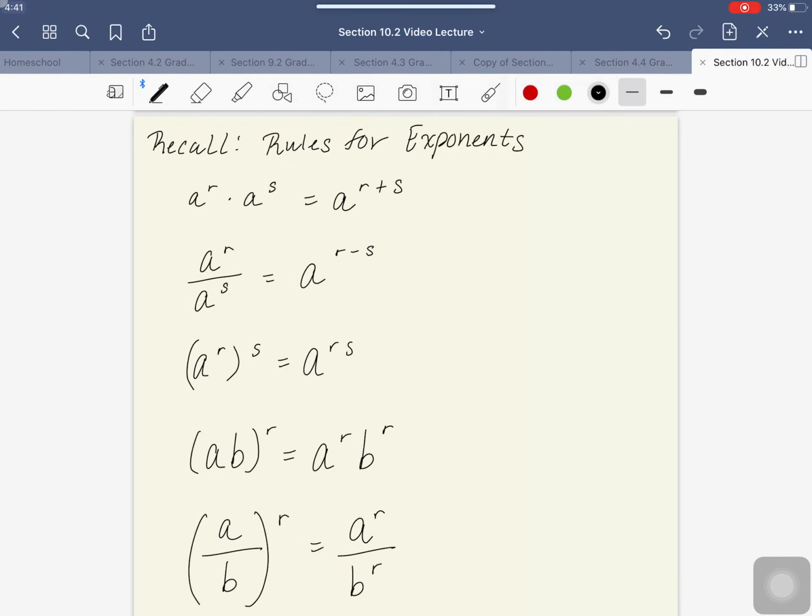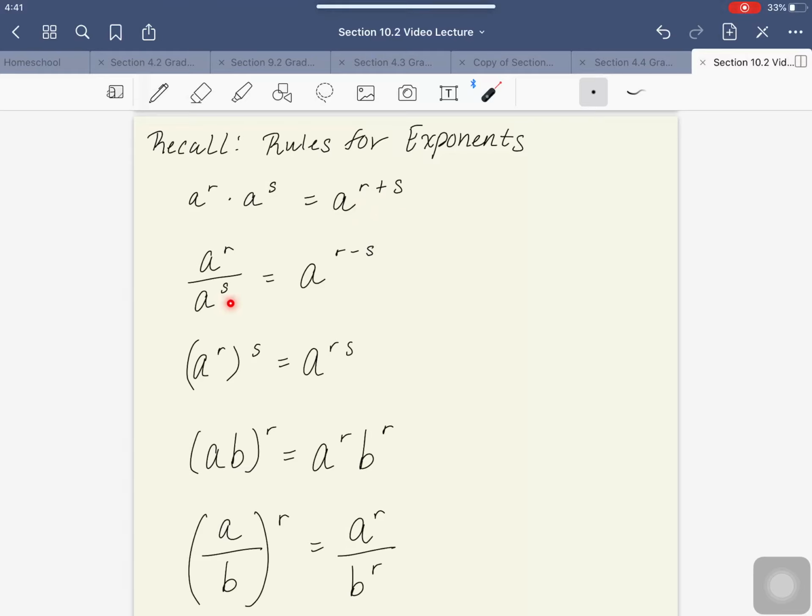All right, let's look back at some of the rules for exponents. I know we know these, but just to review, a to the r times a to the s is equal to a to the r plus s. In other words, if you have exponents of like bases and you're multiplying, you're going to add those exponents.